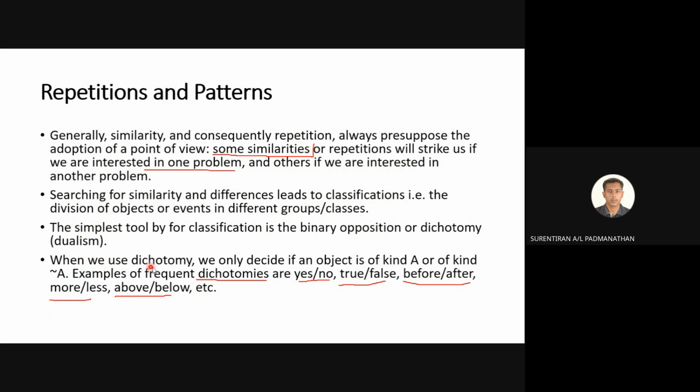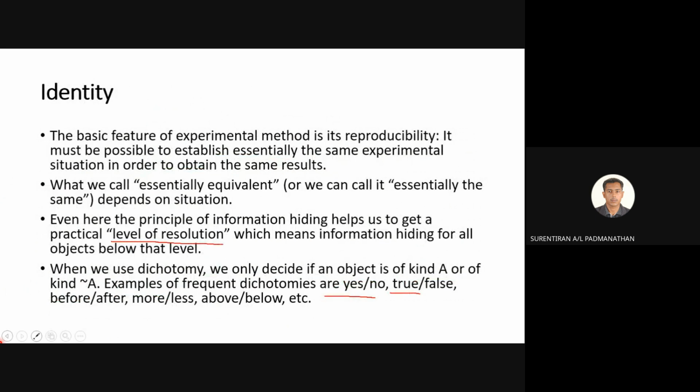So when we use dichotomy, we only decide if an object is of kind A or of kind B, or the inverse of A. Examples of frequent dichotomies are yes or no, true or false, before, after, more or less, above or below. These are the differences you can use.